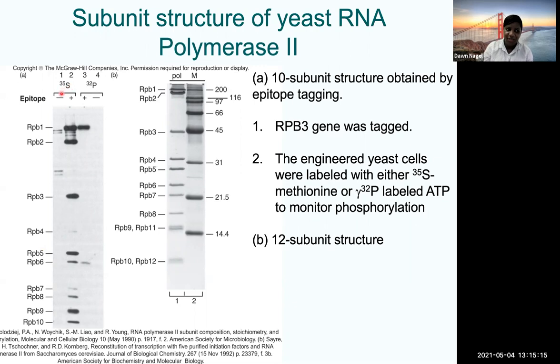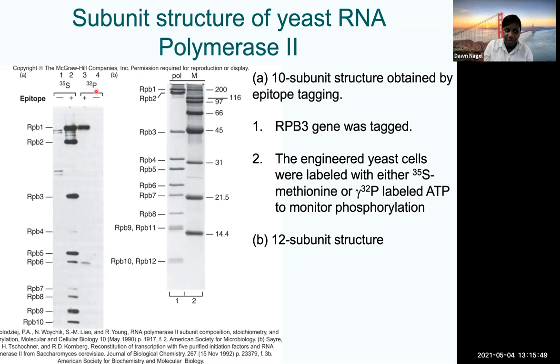So you're just isolating the whole pool of everything together, so you really can't determine what is there. And you see some background bands, and this is just background junk, which nobody cares about. In lane 2, you're adding the epitope tag. So you're pulling out everything that's associated with that epitope tag, which is RBP3. And this is where you have all of these different subunits that you can isolate, and you can see the different sizes that are present, okay?